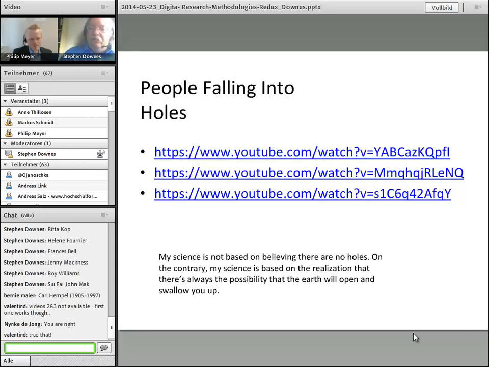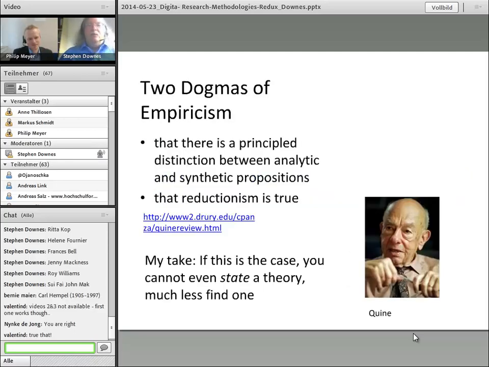And actually, if you search, you'll find that there are numerous pictures of people who are just walking along and the ground opens up and swallows them. It's the strangest thing. So I'm really skeptical about the existence of universal theories.